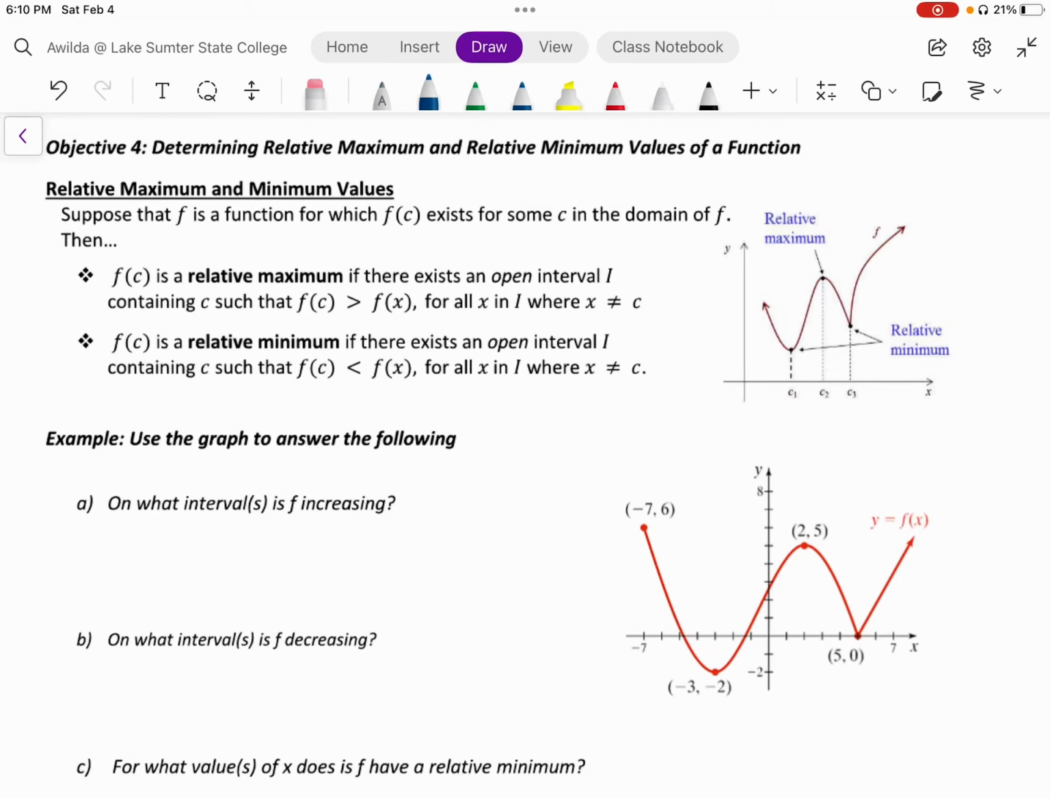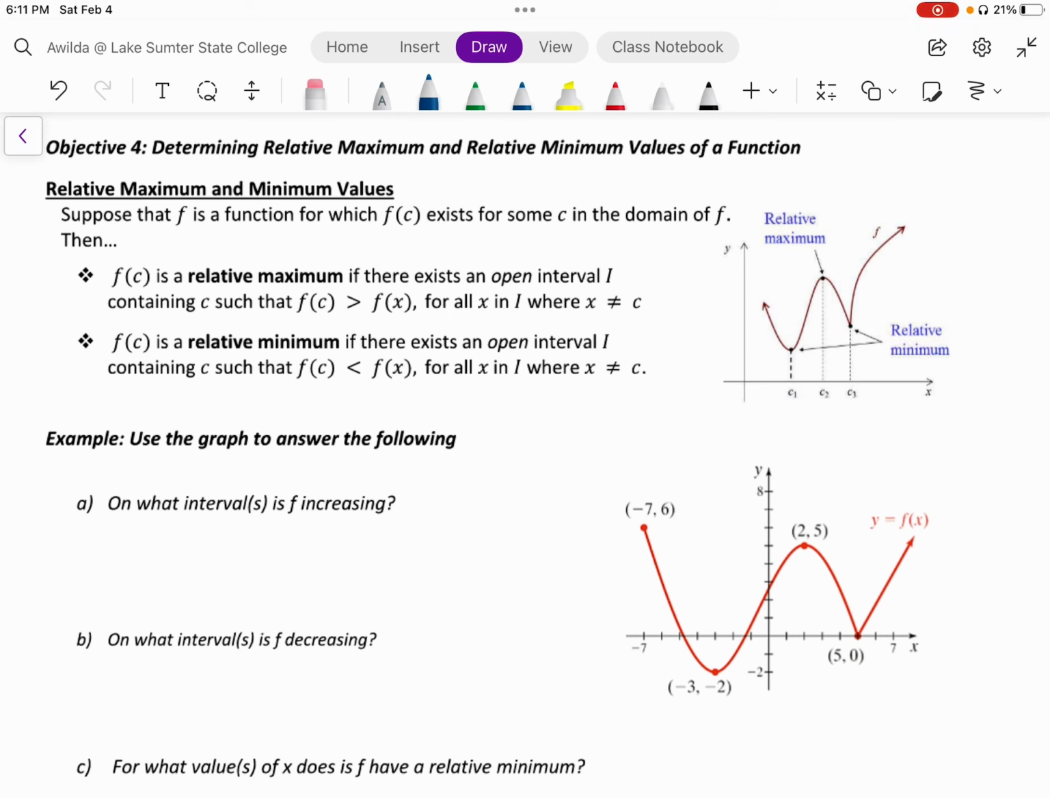Let's explore the idea of a relative maximum and a relative minimum. First, we say that the function f evaluated at c is said to be a relative maximum if there exists an open interval containing c such that the y-coordinate for c is greater than the y-coordinate for all of the other x values in that interval other than c itself.